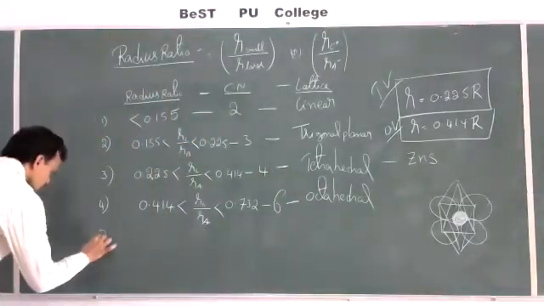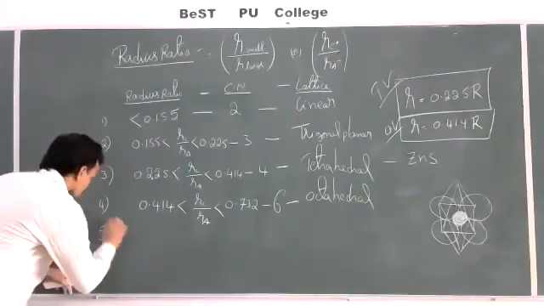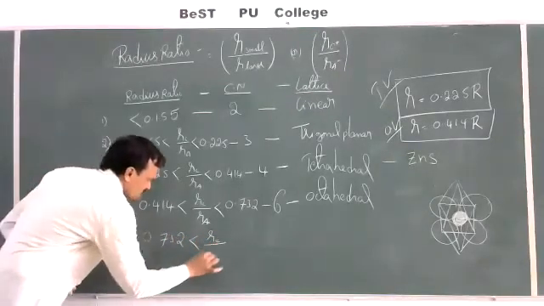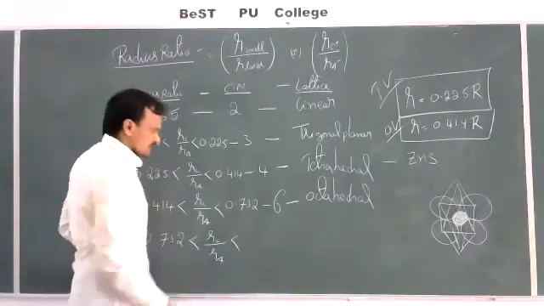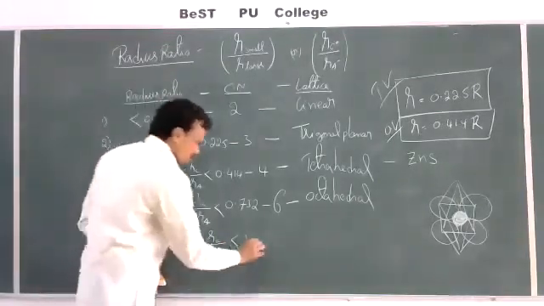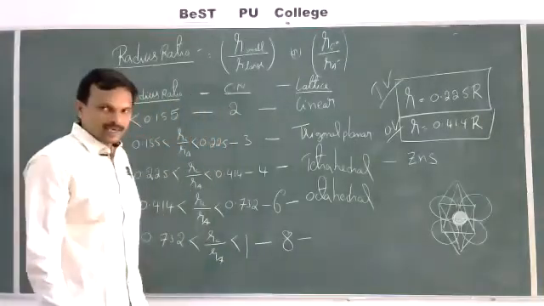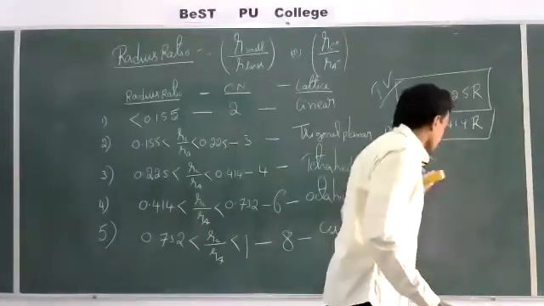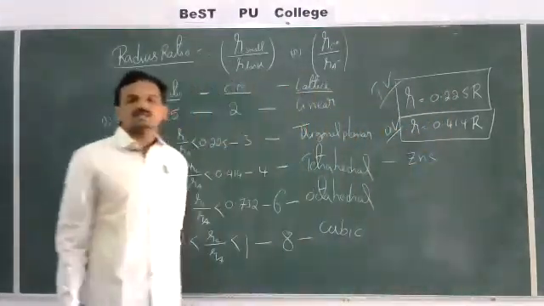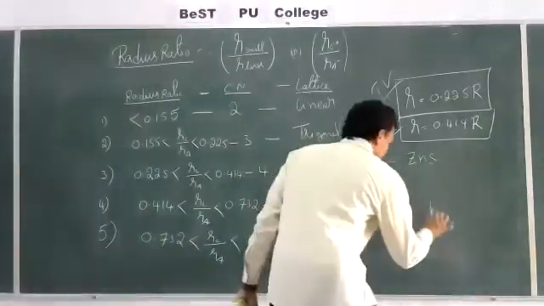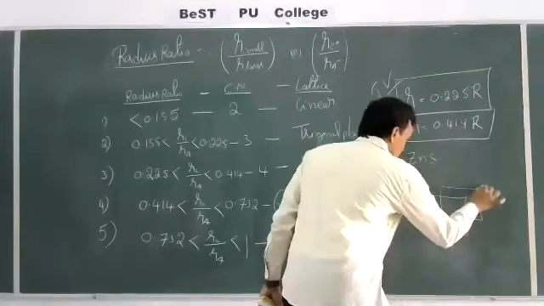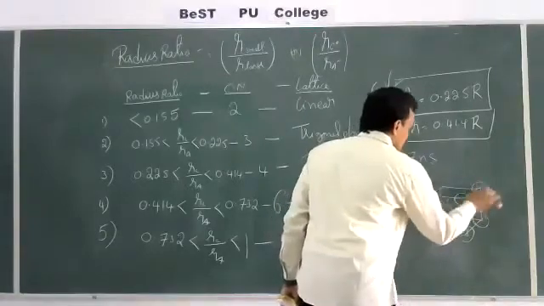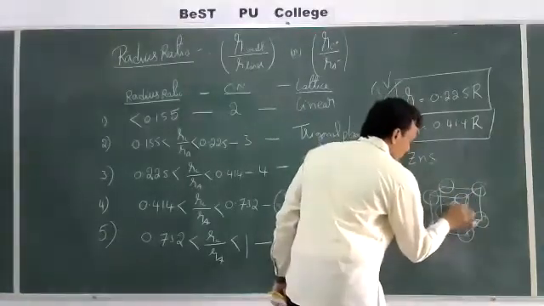Next, if it lies between 0.732 less than radius of cation by radius of anion less than 1, then the coordination number will be 8. That is called a cubic void. Let us see what the cubic void is. Cubic void is nothing but a BCC lattice, simply called. See, in a BCC lattice, 8 particles are present at the 8 corners. 1 particle is present at the body center.